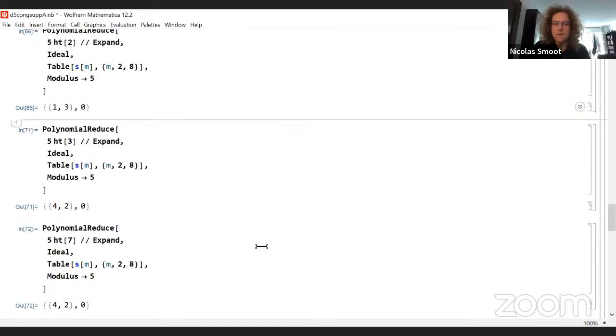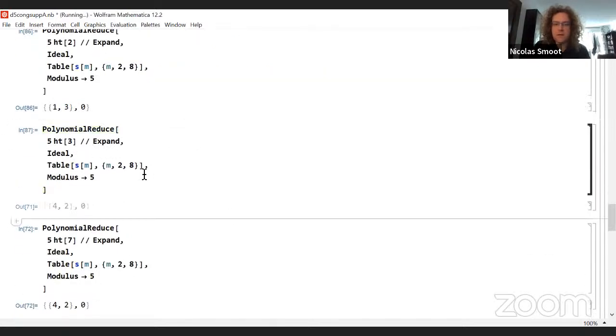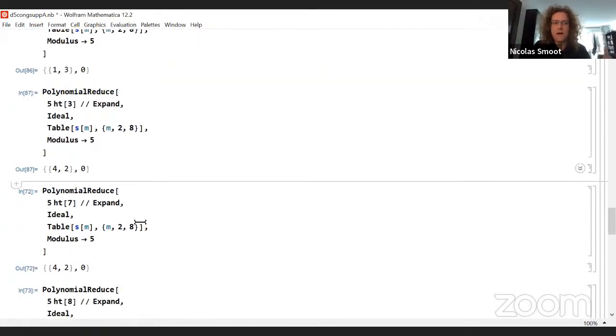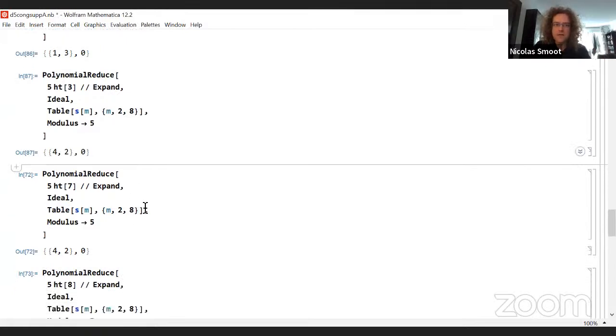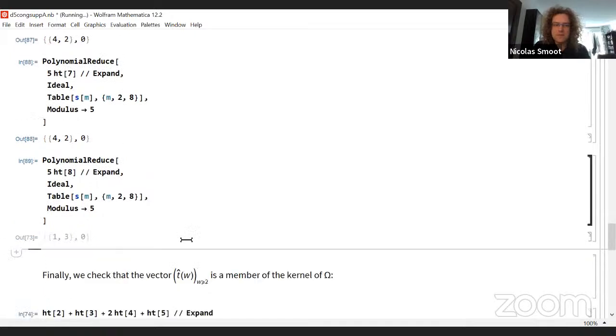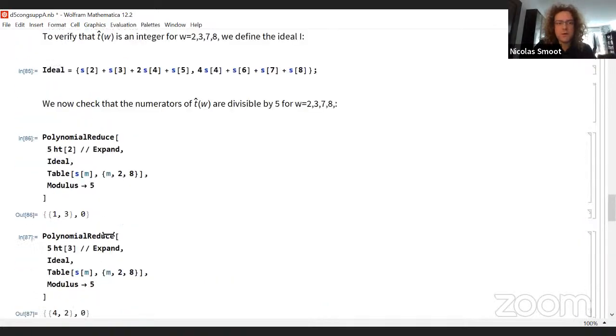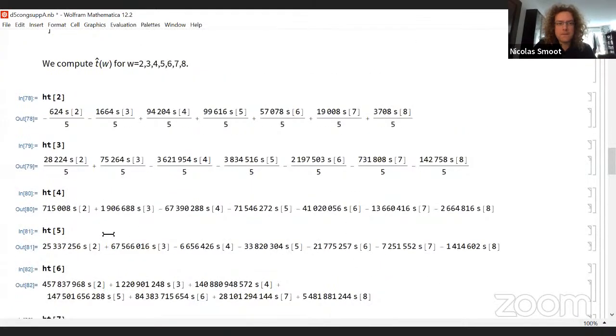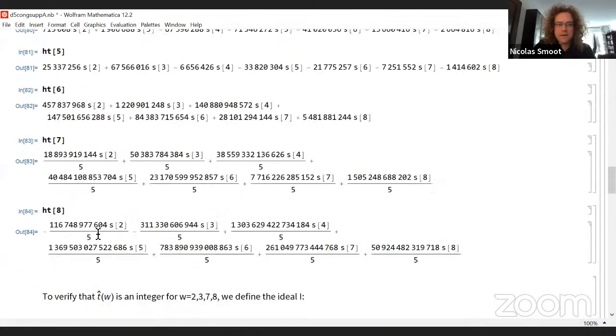Mod 5, that is. And I can do the same thing for HT3. Then 4, 5, and 6 were already integers, so they didn't even need to be checked. In these two cases, we can check as well. It's a large computational procedure, really complicated. In principle, you could do this by hand if you wanted, but it's a relatively straightforward procedure. So that shows you that each of these is in fact an integer.